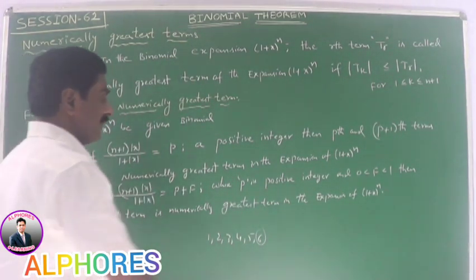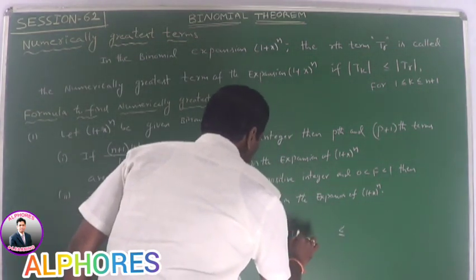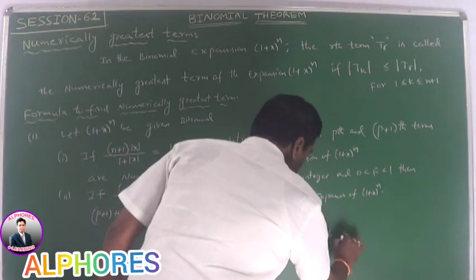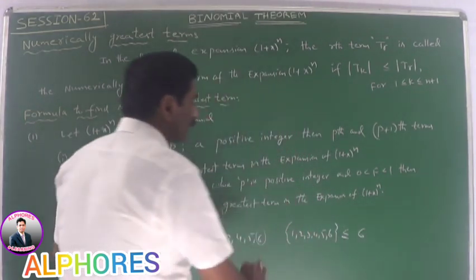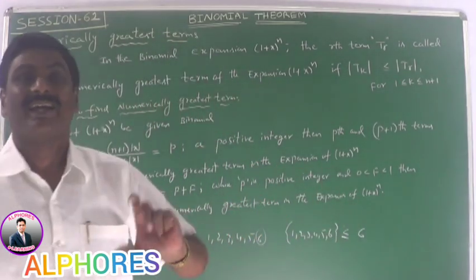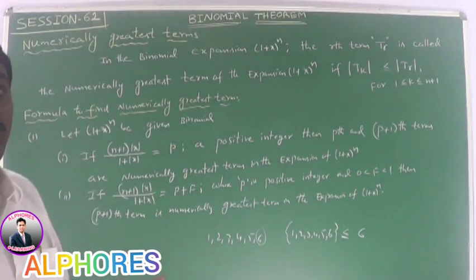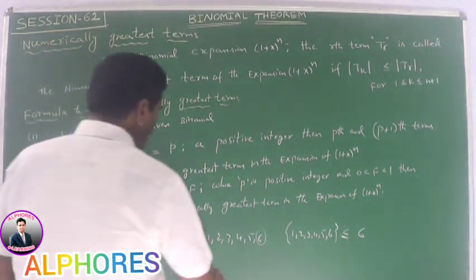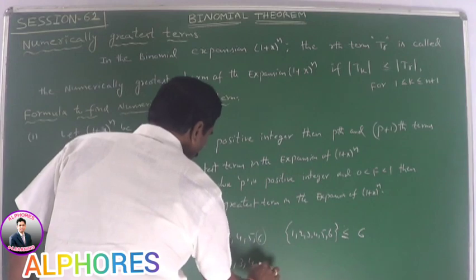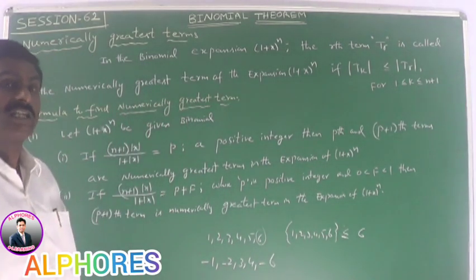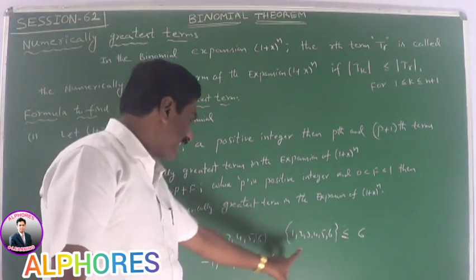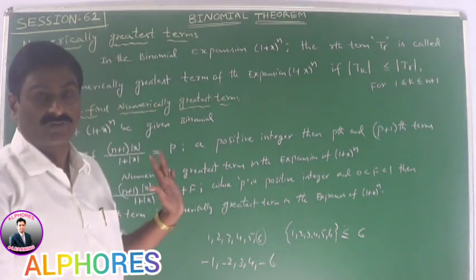That means all the values 1, 2, 3, 4, 5, 6 are always less than or equal to 6. Each value is less than or equal to 6, so this 6 is said to be the greatest value. Suppose I consider these values: -1, -2, 3, 4, -6. Out of these, which is the greatest value? 4 is the greatest value. All the remaining are less than this 4.